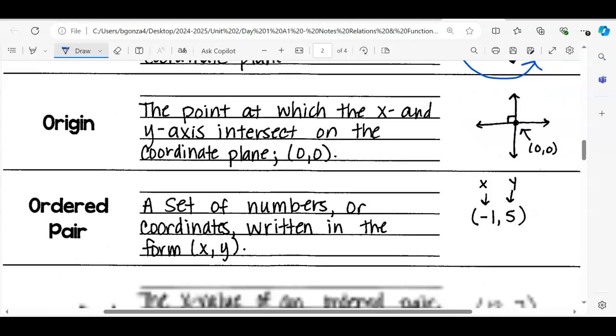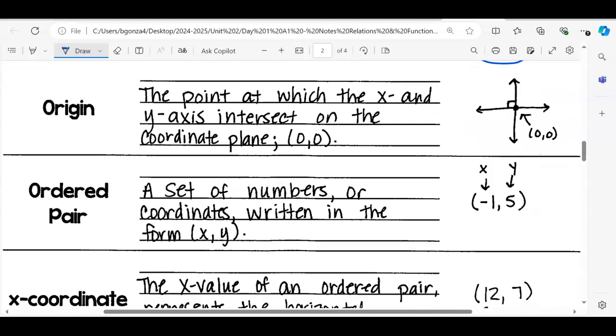Whee! Next one, origin. Y'all heard that word before? Kind of sounds like original or originate. It's where you start. And where do you start when you graph? Right there in the middle where the axes cross and intersect, 0, 0 is your origin point. Y'all have heard that before? Hopefully.